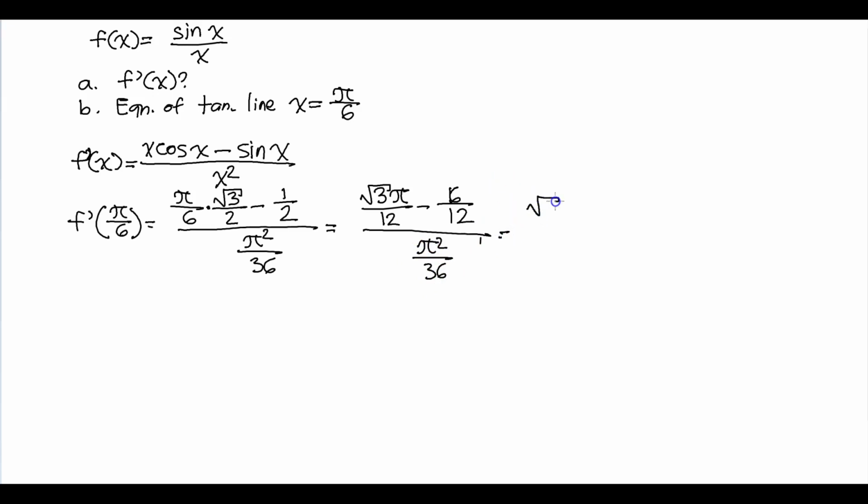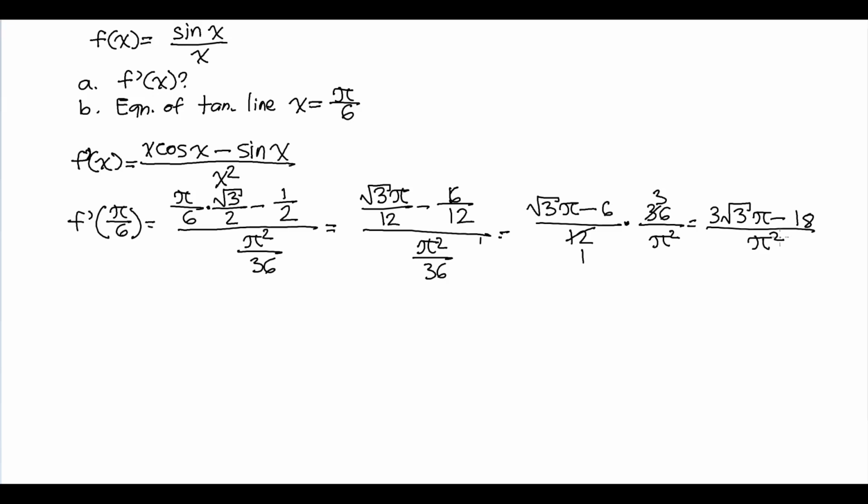And we get root 3 pi minus 6 over 12 times 36 over pi squared. If we're just dividing by the fraction at the bottom, we get 1, we get 3, and we get 3 root 3 pi minus 18 over pi squared. Okay, we got the derivative. Now here comes the hard part, actually evaluating the function. Well, actually getting the equation.